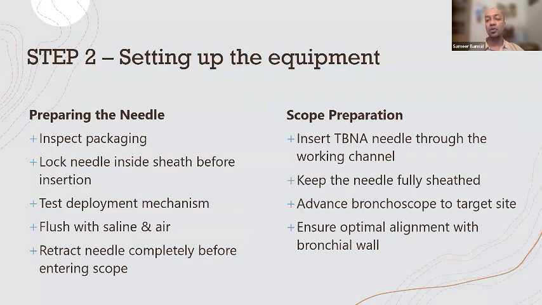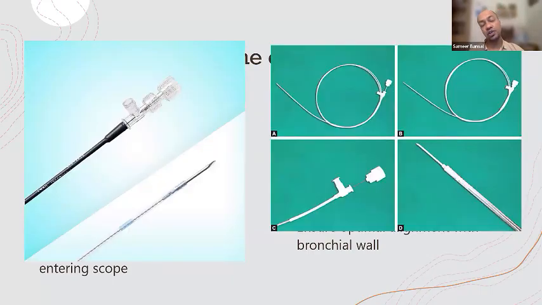How to prepare the scope? Once you insert the TBNA needle through the working channel, keep the needle fully sheathed at all times till the time it is inside the scope. You advance the scope to the target site, and you always ensure optimal alignment with the bronchial wall. So this is what I showed you, the conventional or the Wang's needle.